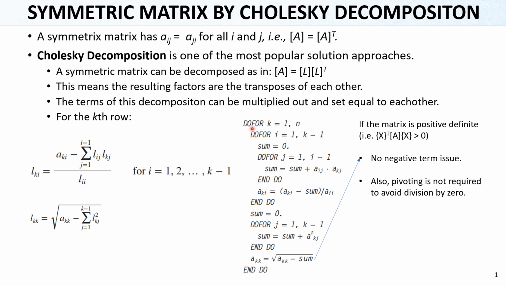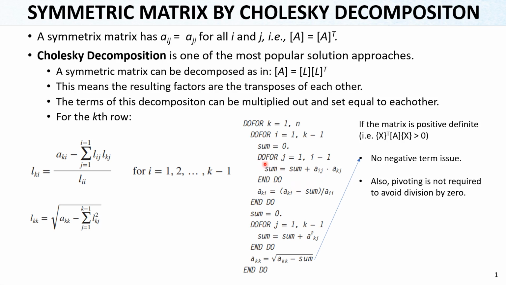We can create a pseudocode to write this as a MATLAB code, for instance. We have a for loop here for k from 1 to n, where n is the number of rows. And we have another for loop for i, from 1 to k minus 1. So whatever k is here, here it is minus 1. We also have a summation term here. This summation term helps us sum the a_ij and a_kj terms, as you can see here.